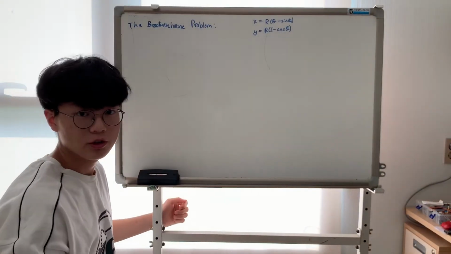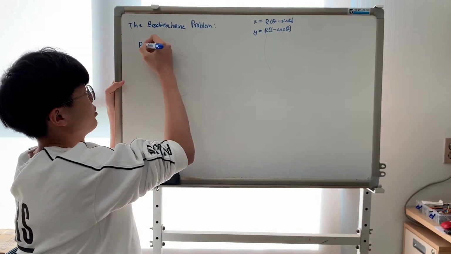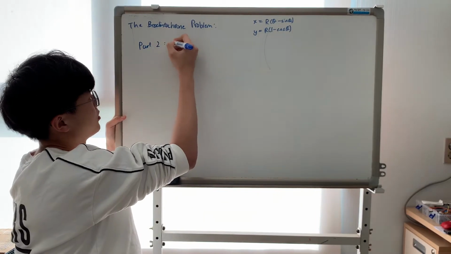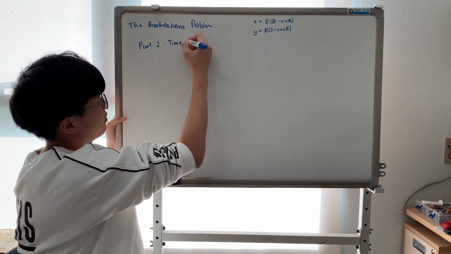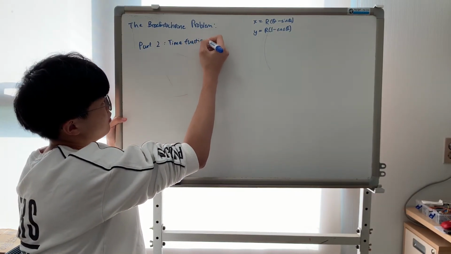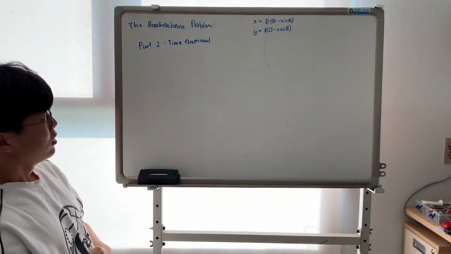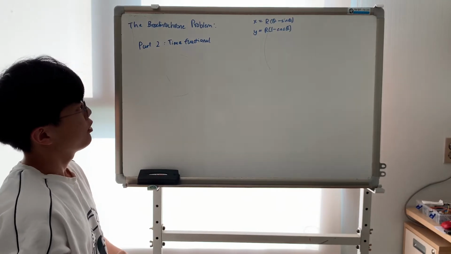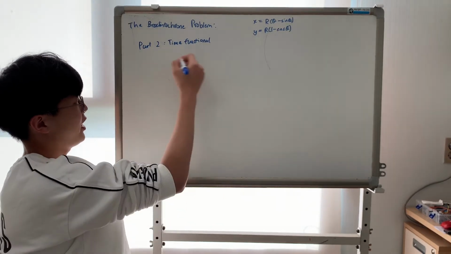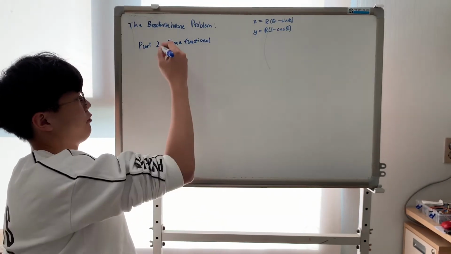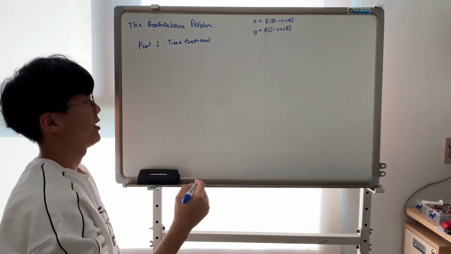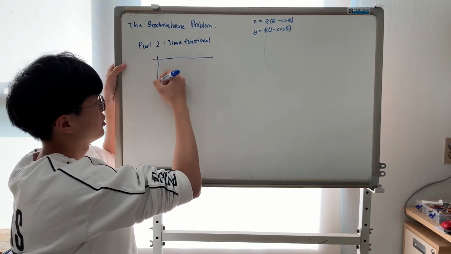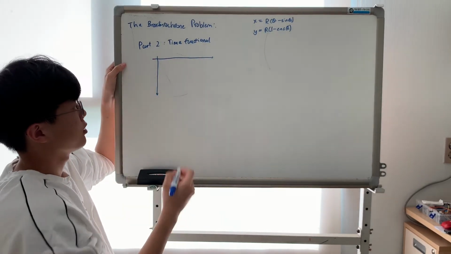Now moving on to part 2, which is the time functional of the Brachistochrone system. Alright, we're going to get the time functional of any object that is following a path. And so first of all, let's draw the system we're going to use in solving the Brachistochrone problem.